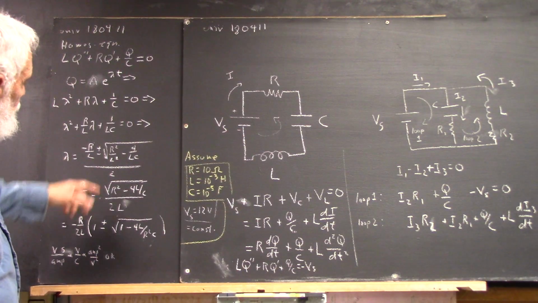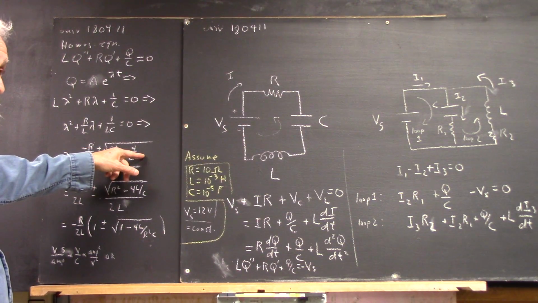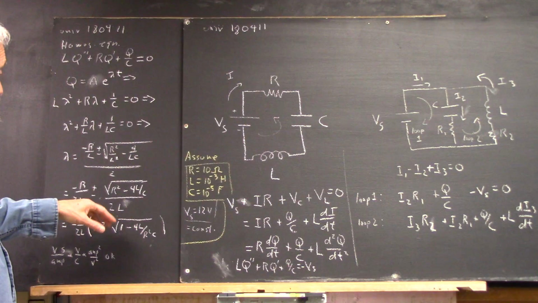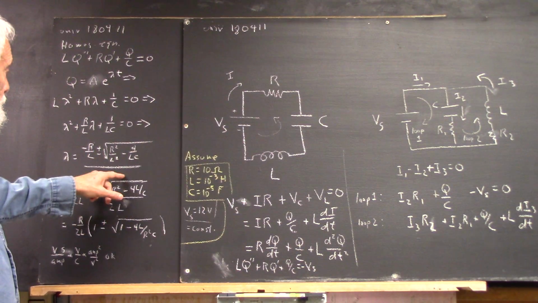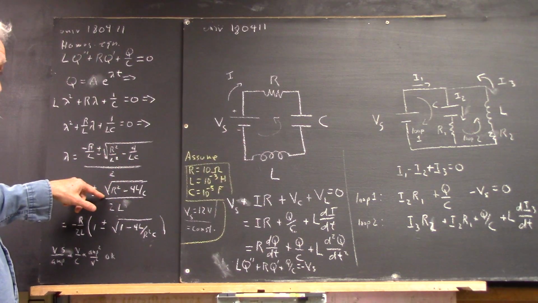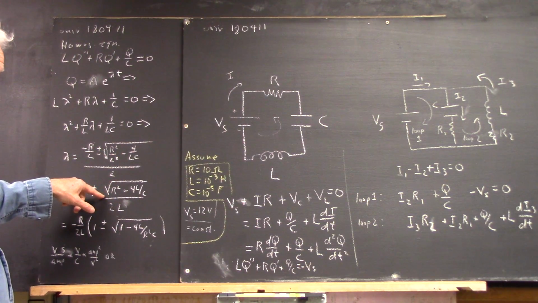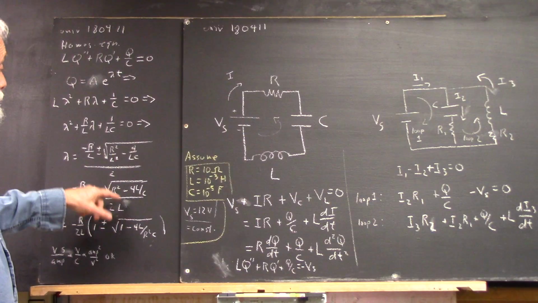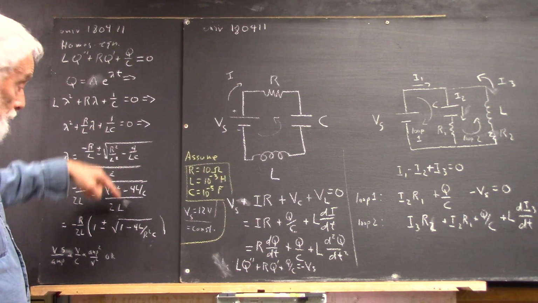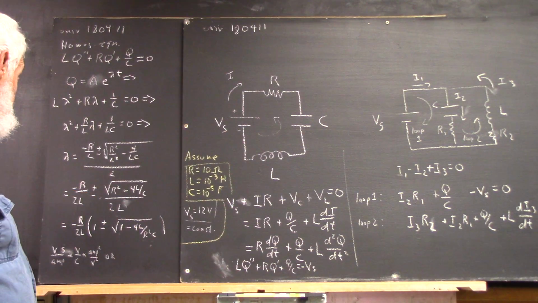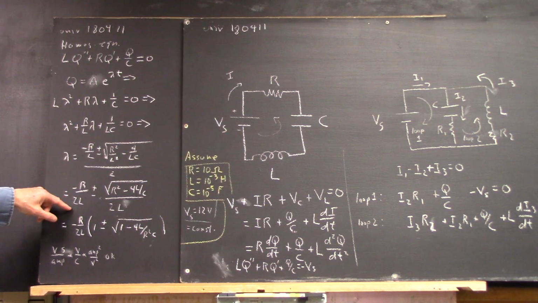Then I factor an L squared out of the denominator here, and then take the square root of that, giving me an L in the denominator underneath the square root. Okay? And we can easily check, divide this expression by L squared, and we get back to this expression. So this seems to be correct. And of course, we have the negative R over 2L from here.